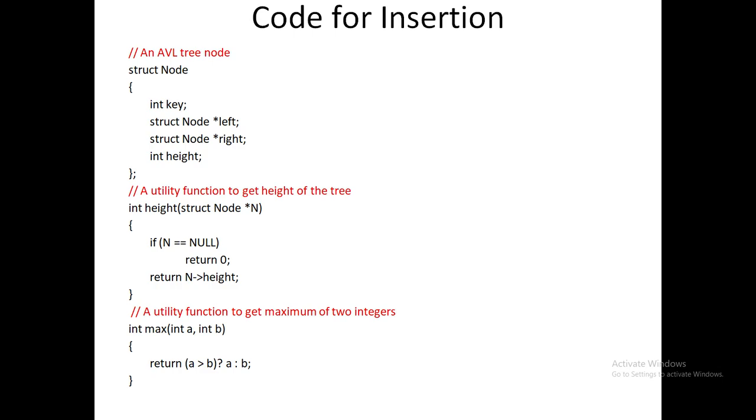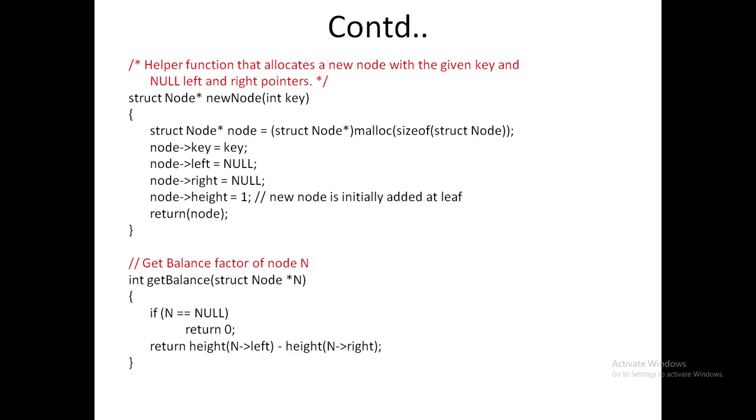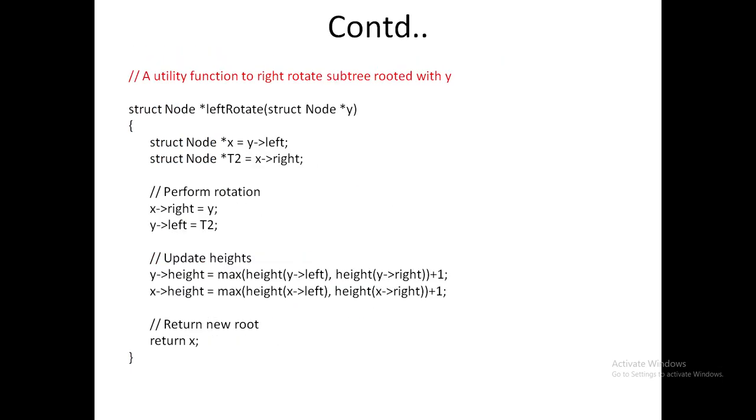So this is the code. First we are defining the node, and the height is one of the parameters in the node, and the maximum function returns whichever is maximum. A new node has its height initialized with 1. The new node is initially a leaf node. And balance is the height of left minus the height of right, each and every node having the height as the parameter. So for left rotate we need to find out the height of x and the height of y.